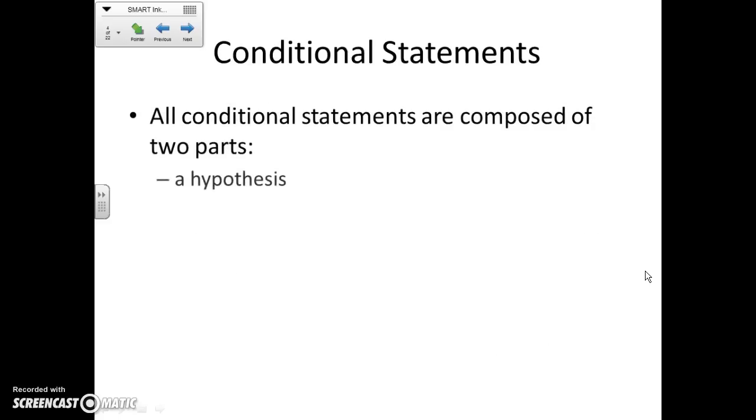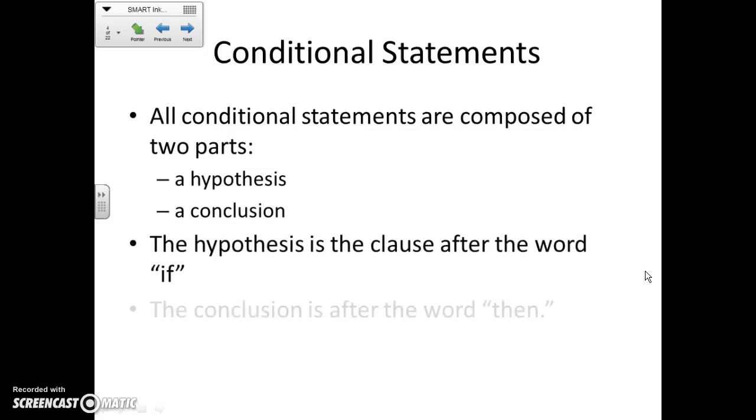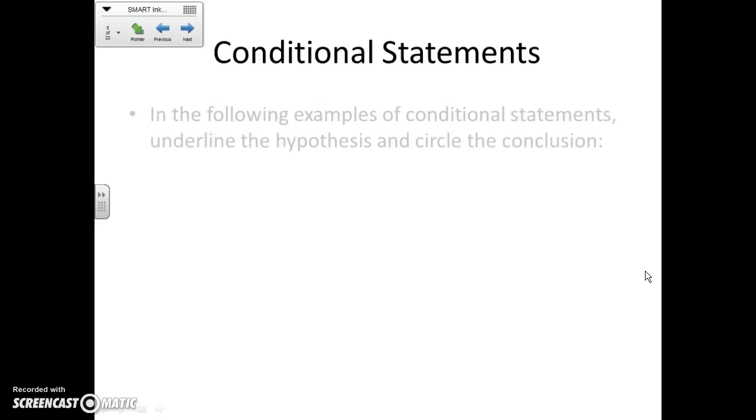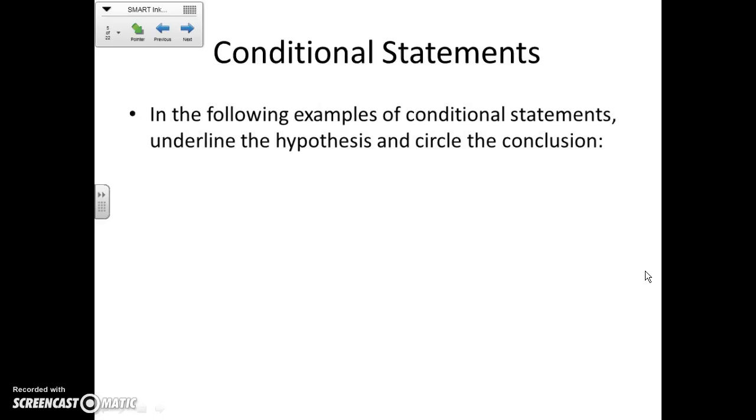Conditional statements are composed of two parts, a hypothesis and a conclusion. The hypothesis is the clause after the word if, the conclusion is the clause after the word then. In the following examples of conditional statements, underline the hypothesis and circle the conclusion.